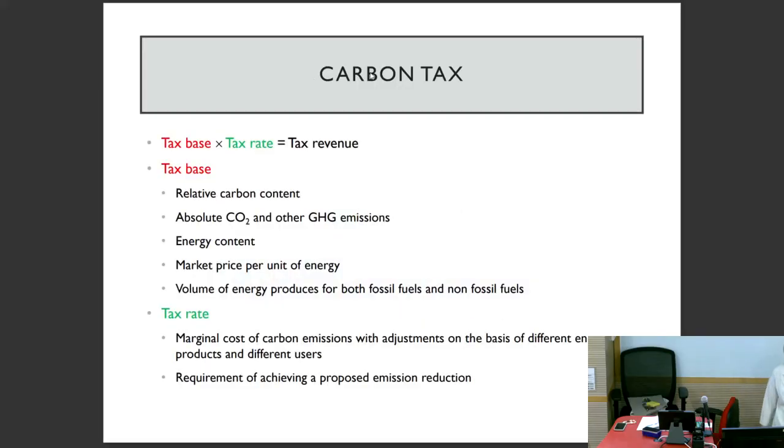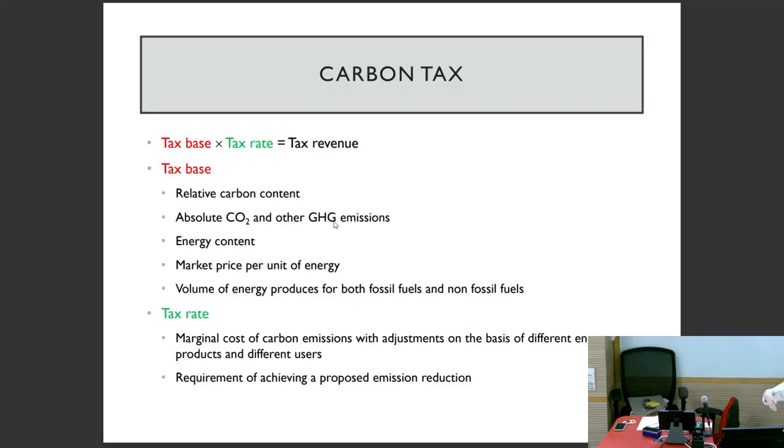To charge the carbon tax, we need a tax rate and a tax base. The tax base could be the relative carbon content of the fuel. The fuel could be coal, could be natural gas. Comparing coal and natural gas, coal would have a larger carbon content. So if you burn coal to generate electricity, you may have to pay more. Or the tax base could be the absolute carbon dioxide or other greenhouse gas emitted.